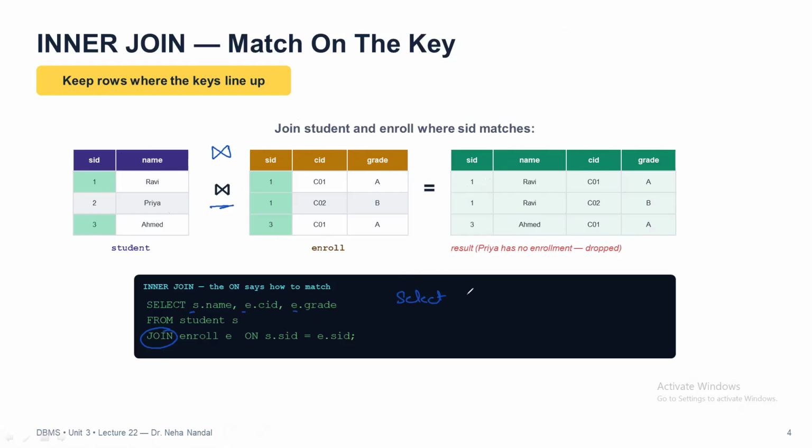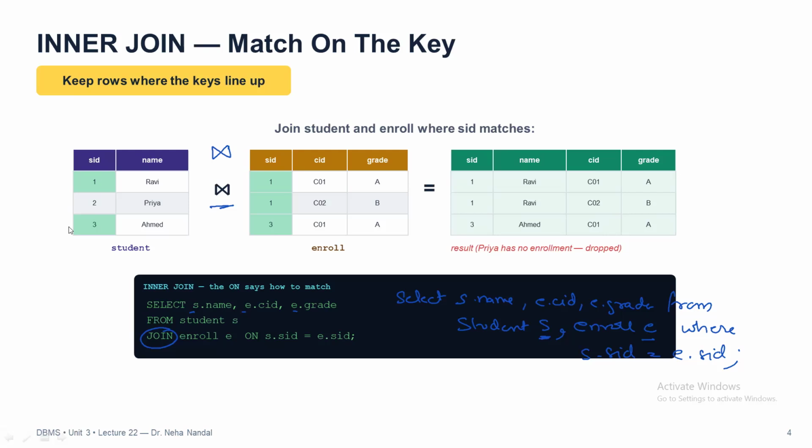Okay. So earlier what we did was select S dot name, E dot CID, E dot grade from student S, comma, I am not using join here, enroll E, where S dot SID is equal to E dot SID. This we just ran in Workbench. Only one thing is different, that is S and E. What are they? S and E are aliases.